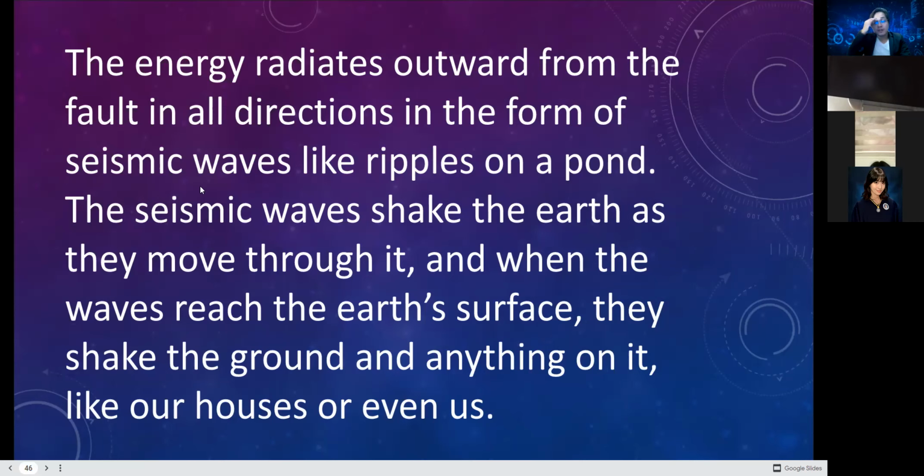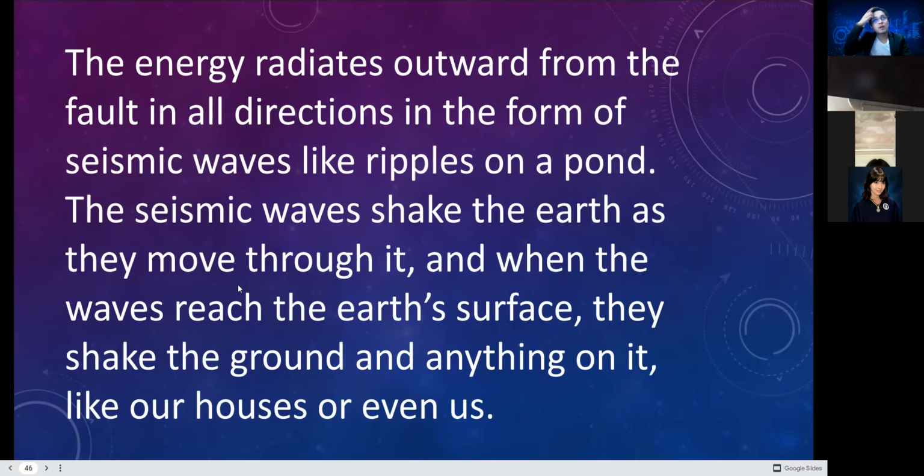The earthquake energy radiates from all directions, making what? Making seismic waves. The seismic waves shake the earth as they move through it, and when the waves reach the earth's surface, they shake the ground and anything on it, like houses or even us. That's how an earthquake is actually generated.